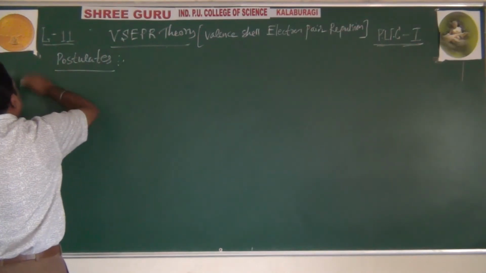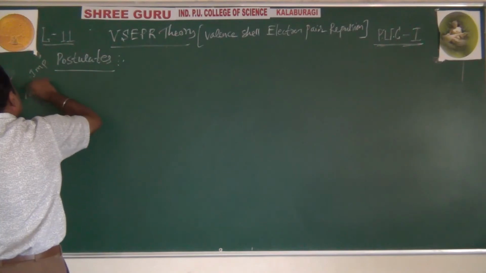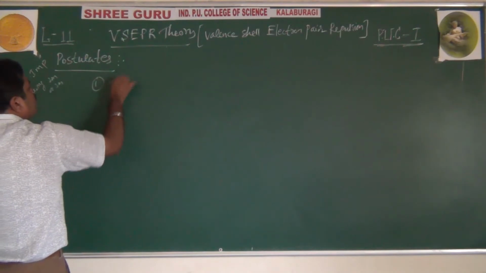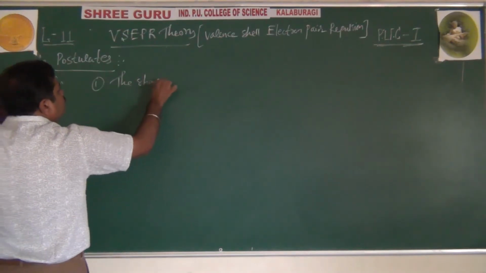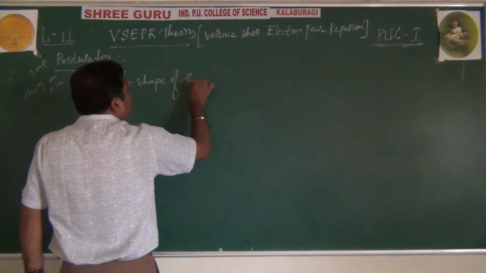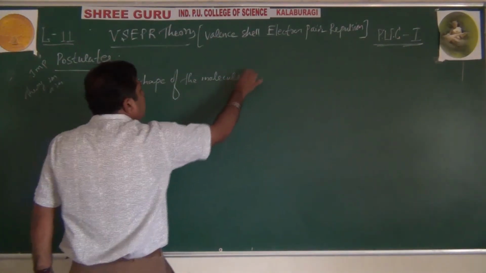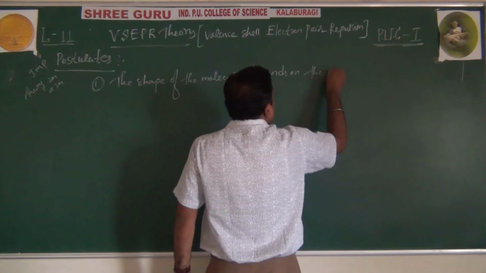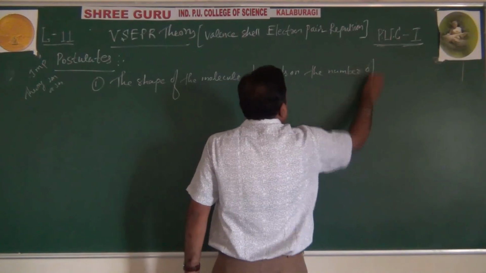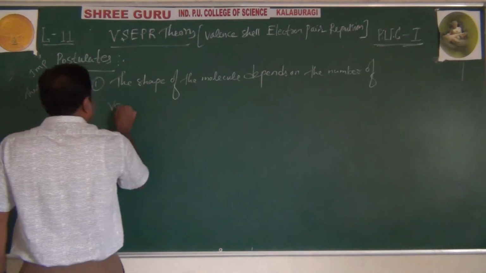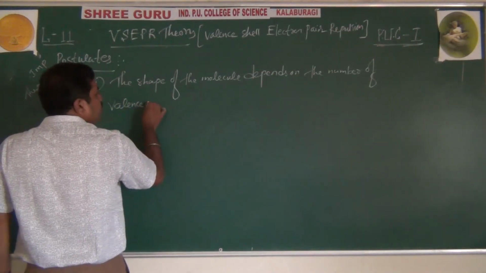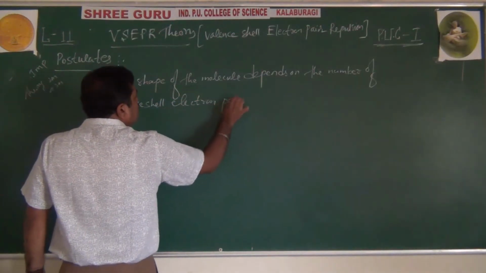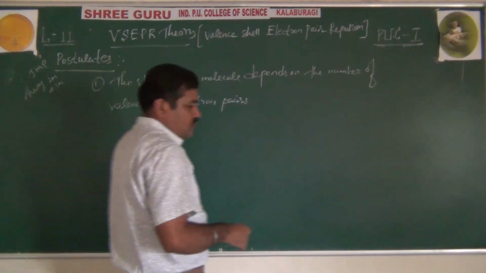Important for theory, okay, for 2 marks or 3 marks. First one, the shape of the molecule. Shape of the molecule depends on the number of valence shell electron pairs, whether they may be bonding or non-bonding.